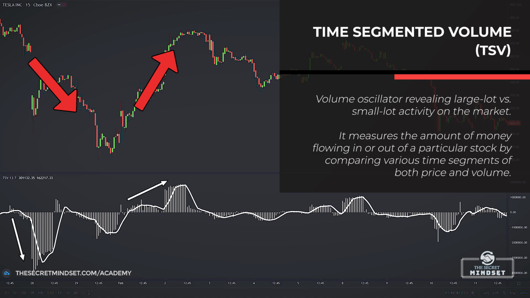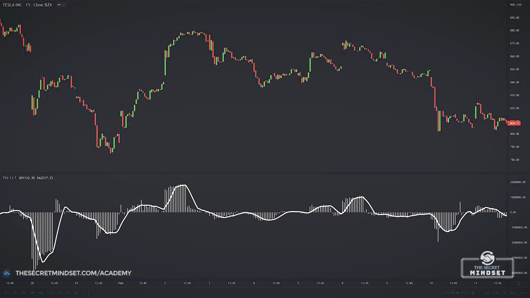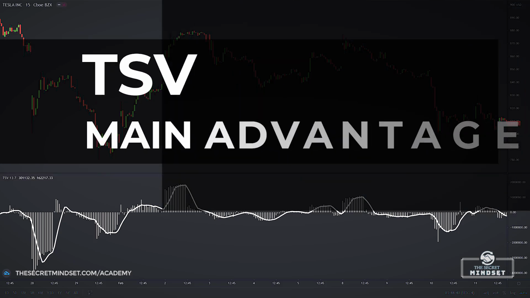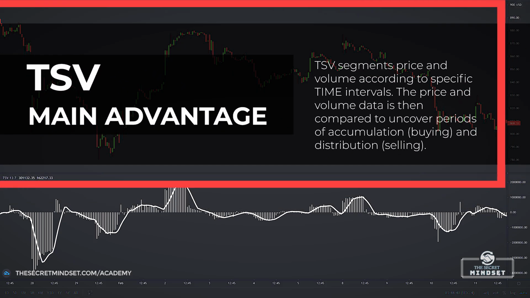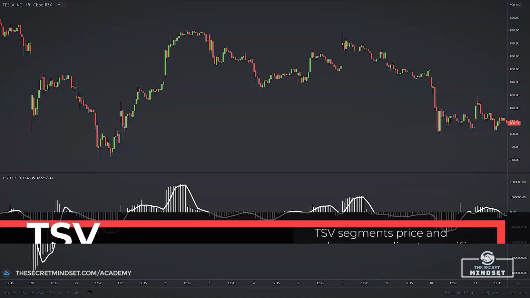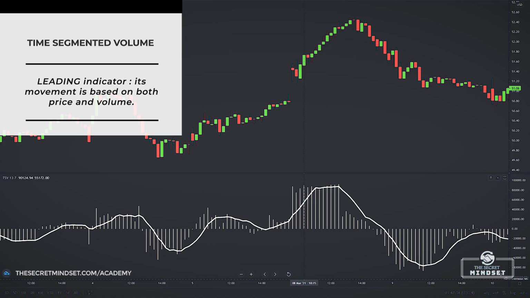But, with a big advantage, time segmented volume is an oscillator that compares various time segments of both price and volume. So the TSV indicator measures the amount of money flowing in or out of a particular stock. The baseline represents the zero line. It segments a stock's price and volume according to specific time intervals. The price and volume data is then compared to uncover periods of accumulation, meaning buying, and distribution, meaning selling. Time segmented volume is a leading indicator because its movement is based on both the stock's price and volume.